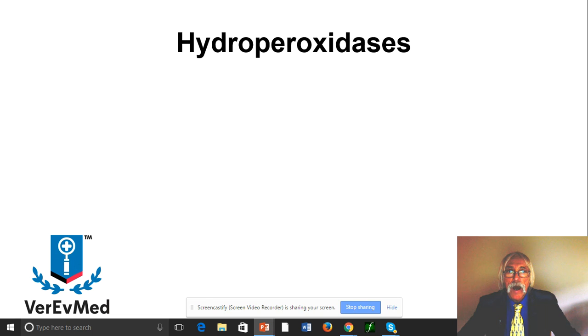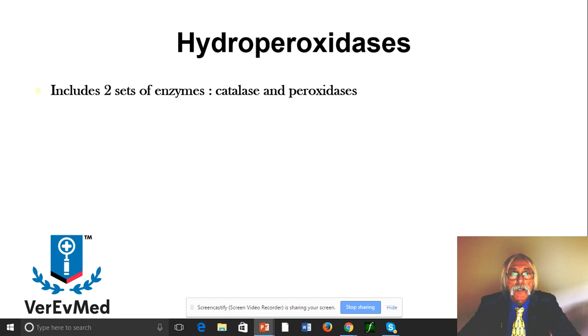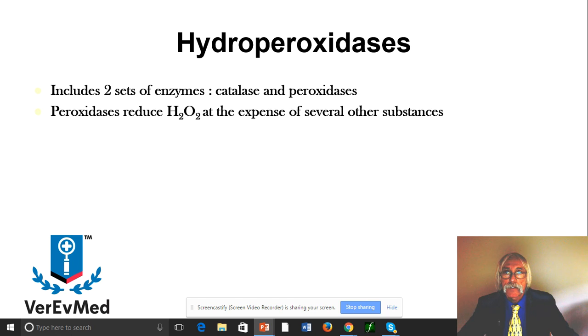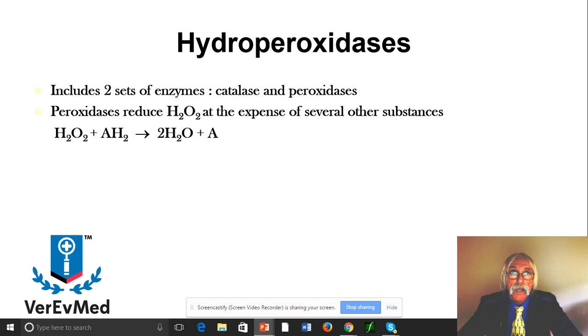All right, hydroperoxidases include 2 sets of enzymes, catalases and peroxidases, or frank peroxidases. Peroxidases reduce hydrogen peroxide at the expense of several other substances. So you take hydrogen peroxide, a reduced substrate, you make 2 molecules of water, and then you make the oxidized substrate. This is a very common procedure in fatty acid metabolism.